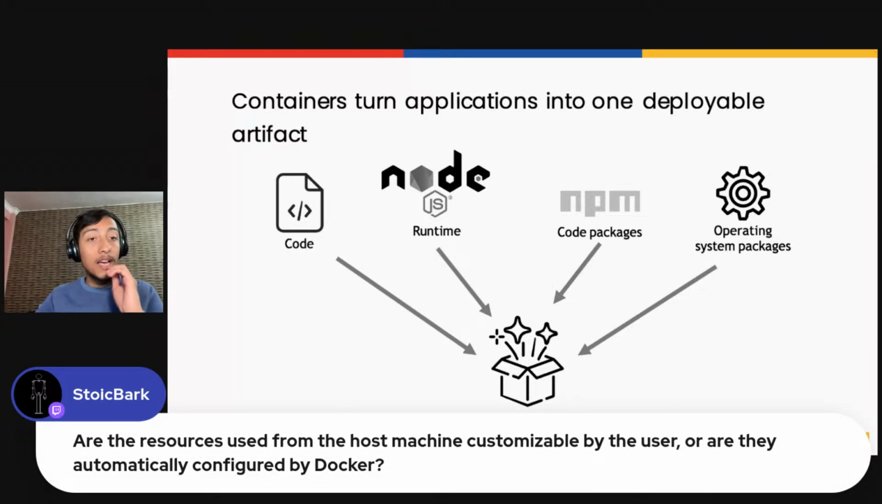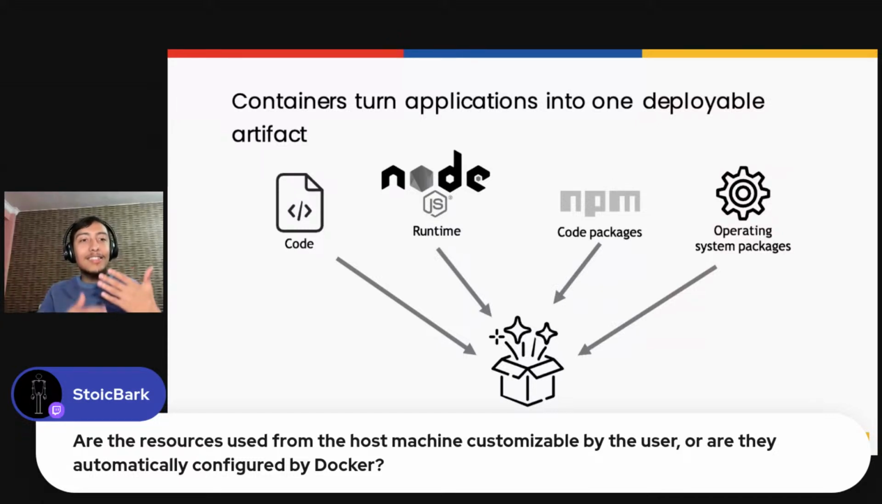Stoic Bark has asked, are the resources used from the host machine customizable by the user, or are they automatically configured by Docker? And that's a really good question. So containers by default run in an isolated environment. That means that whatever you do inside one of the containers does not affect the other containers as well as the host, because they are in a separate space. It uses an isolation technique using namespaces and cgroups. Those are Linux concepts, but just remember that containers are in a separate space.